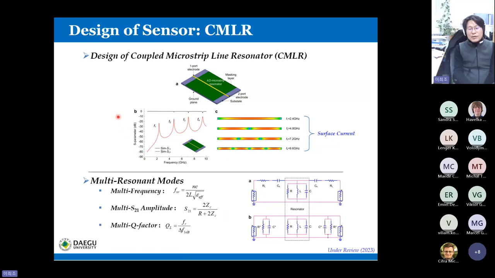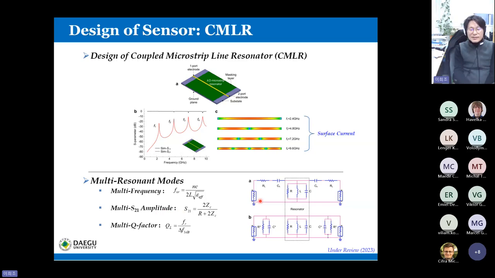Okay. Recently, our group has studied bacterial sensing and identification. Our sensing scheme is a coupled microstrip line resonator, abbreviated CMLR, which is a simple and compact resonator type. The observed frequency band is 0.5 to 10 gigahertz. The proposed resonator shows multi-resonant modes, from the first and second to the third and fourth mode. This figure shows the surface current distributions for the multi-resonant modes. In addition, the multi-resonant modes have multiple frequencies, transmission coefficient amplitudes, and multiple Q factors, quality factors, in the observed frequency regions.